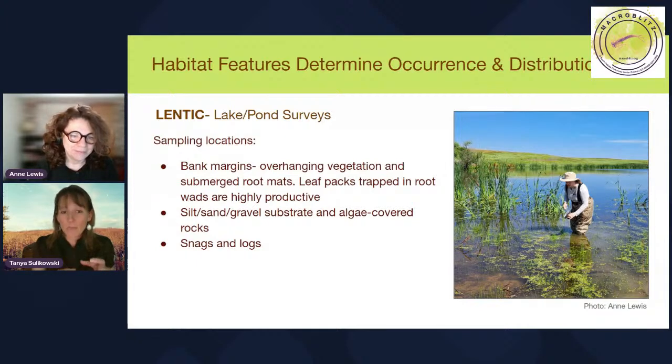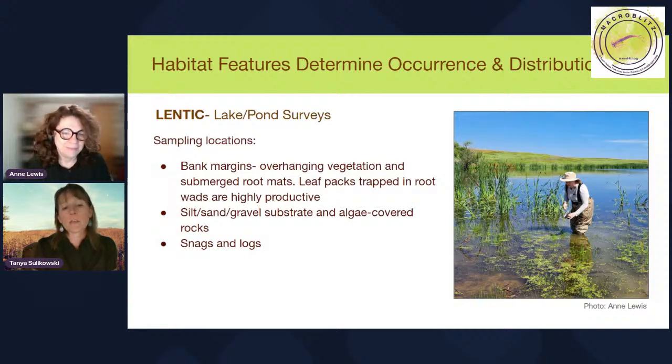There's leaf packs where there's all kinds of things trapped in those root wads. And those can be highly productive because there's a lot of material for the macroinvertebrates to eat there, all those little crevices for them to hide in. And our substrate here looks really different, right? Particles are really small. And so, agitating that substrate is a great way to dislodge some of those organisms and get to see them in your sampling.